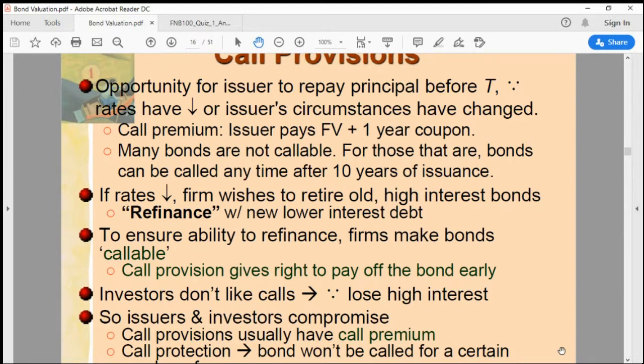But this is not for your own convenience; it's for the benefit and convenience of the issuer, the company that sold the bond. So then what has to happen? There is a call premium. The company has to pay a call premium to compensate for that missed opportunity. The call premium is usually just 1 more year's coupon payment. So it's like an early termination fee.